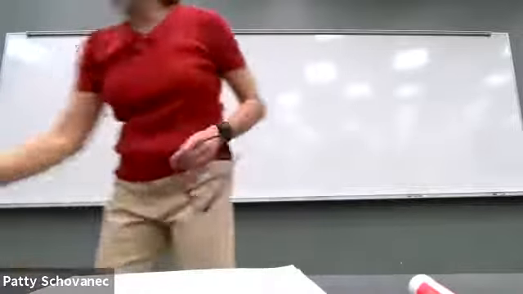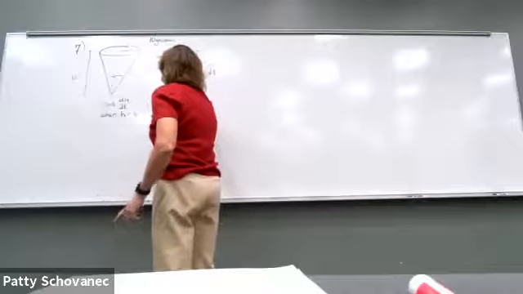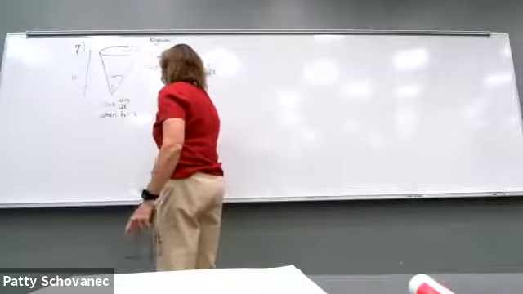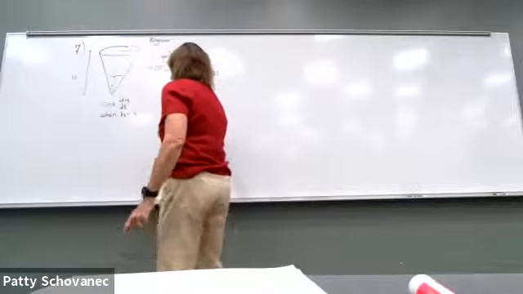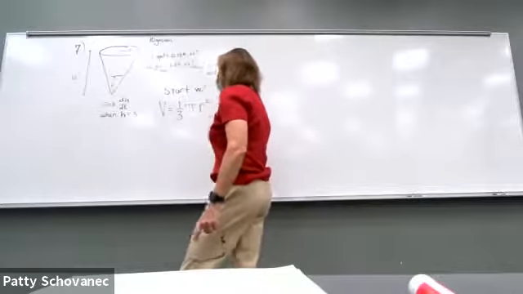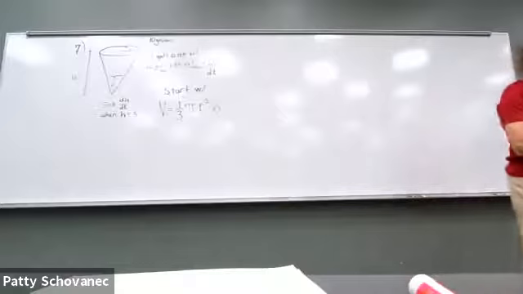So we're going to start with the volume formula. Volume is equal to 1/3 pi r squared H. Is there a formula you don't know? Google it or ask me and I can give you the formula.